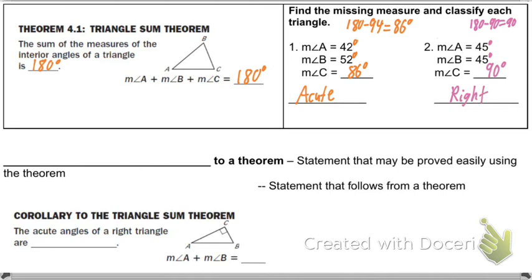Very good. It's easy like that. You just add them together. Wait, wouldn't a right angle technically be obtuse? No, because obtuse is anything between 90 and 180, and 90 is not between 90 and 180. 90 is 90. So it's the way it's defined. It's not saying 90 or bigger, it's just saying bigger than 90.